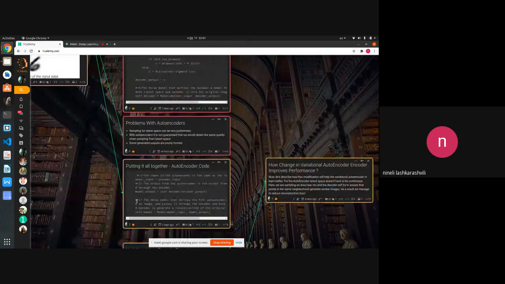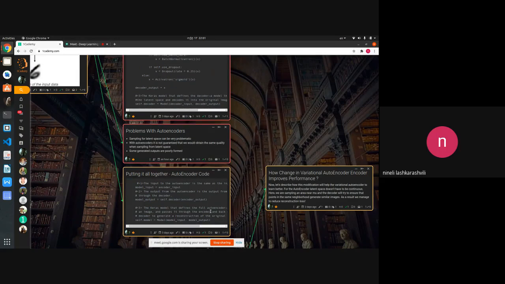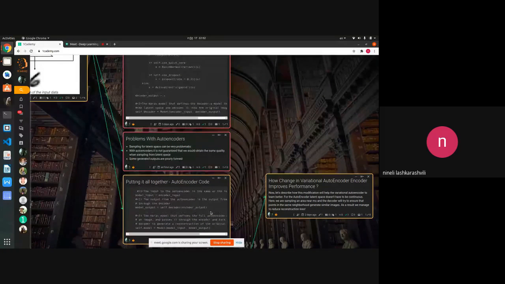Here is the code that puts all of these together. So in order to have a full autoencoder, we need to combine this encoder model and decoder network, and finally we would have our autoencoder. But autoencoders are not very great. They have several problems, like sampling from latent space can be very problematic. With autoencoders, it is not guaranteed that we would obtain the same quality when sampling from latent space.